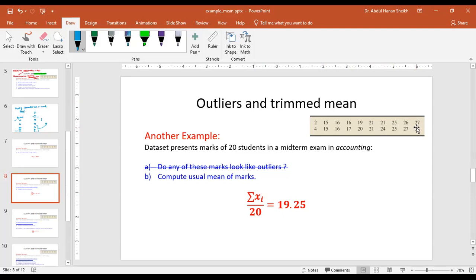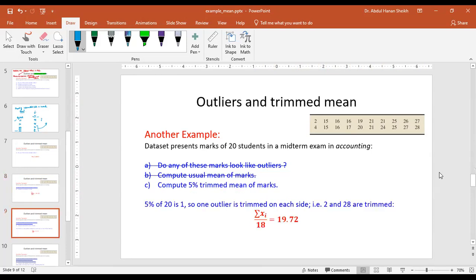So these are 20 values. If you just count 1, 2, 3, 4, 5, and these are 5 times 2, that is 20. So the sum of all these values divided by 20 is 19.25. This is the normal mean of the data, and we also call it the arithmetic mean or usual mean.